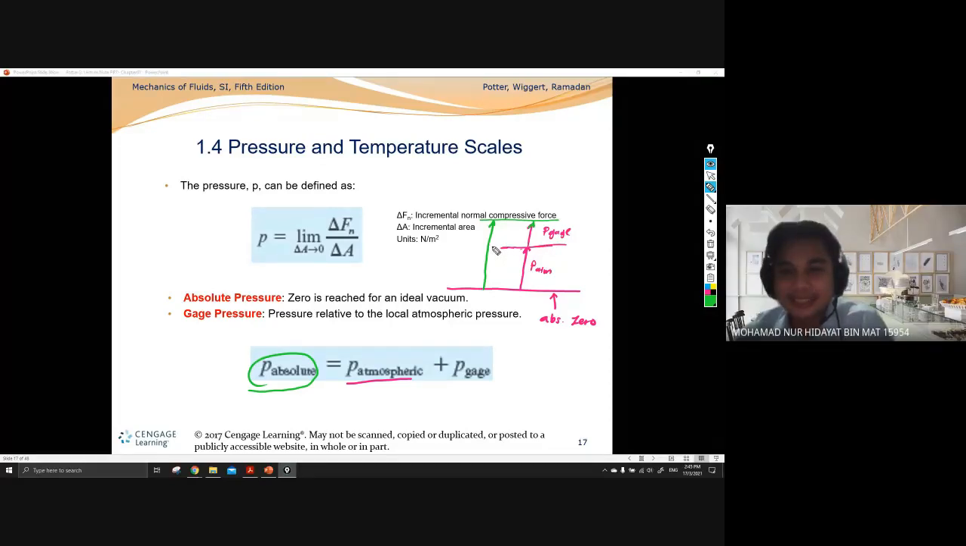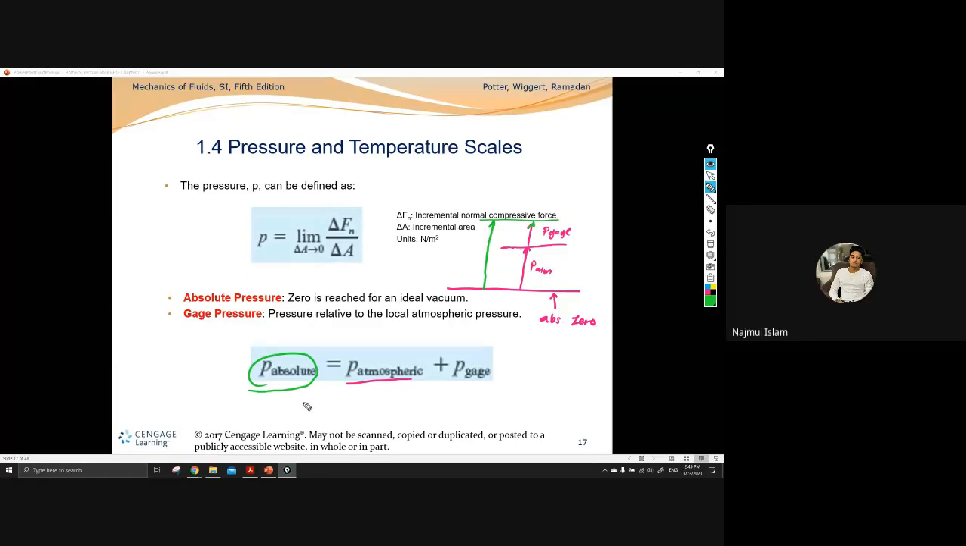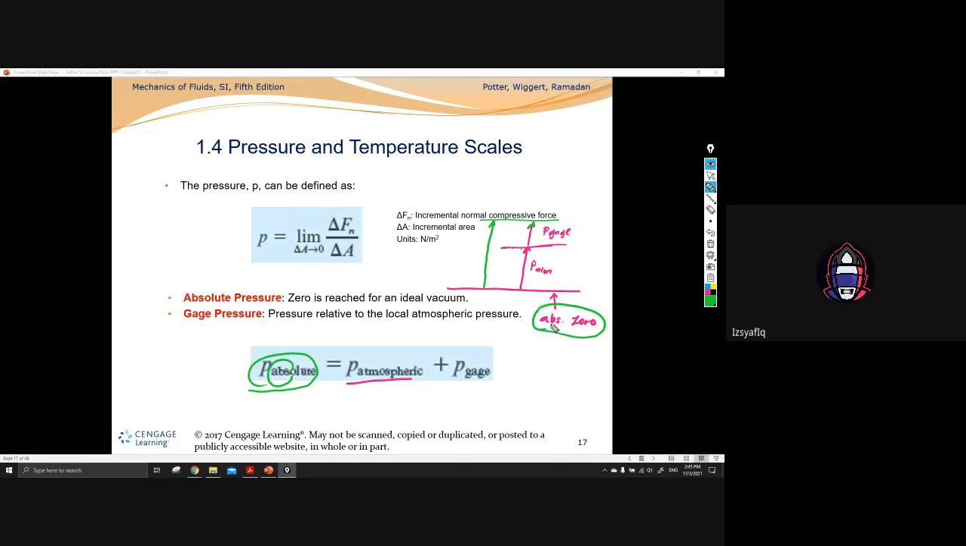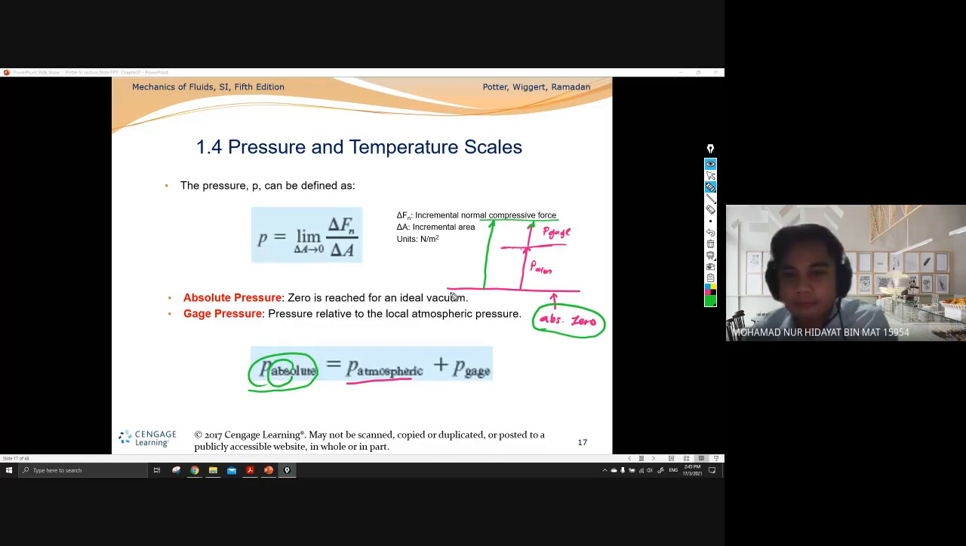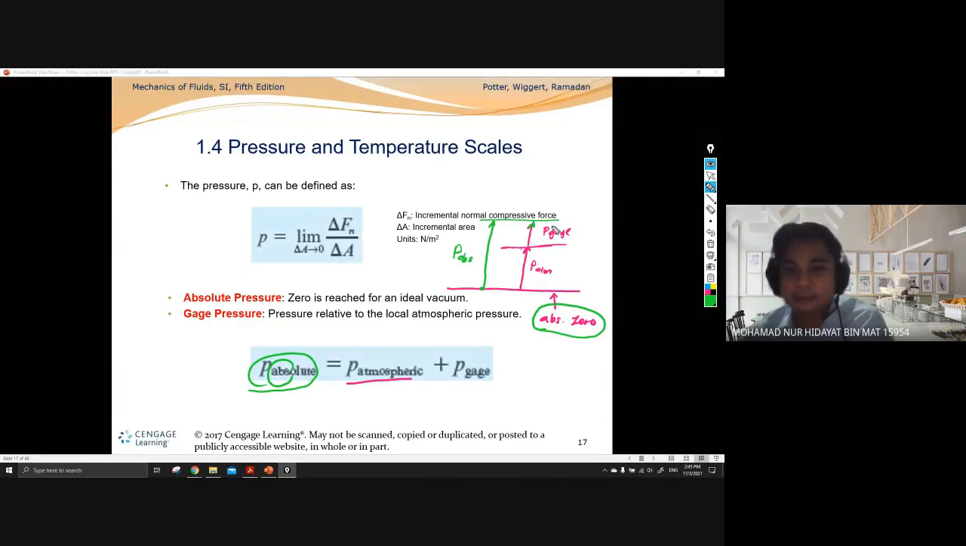Okay, so this is actually why we call it the absolute. Why do we call it the absolute? You can call it real pressure, because we compare with the absolute. Can you see this? The word absolute? Yes, absolute zero. Oh, dia punya reference dia absolute zero line. Yes, perfect. Because the reference is absolute zero, that is why we name it P absolute, because the reference is from the absolute zero. That is why from here to here we call it P absolute. Okay. Faham?